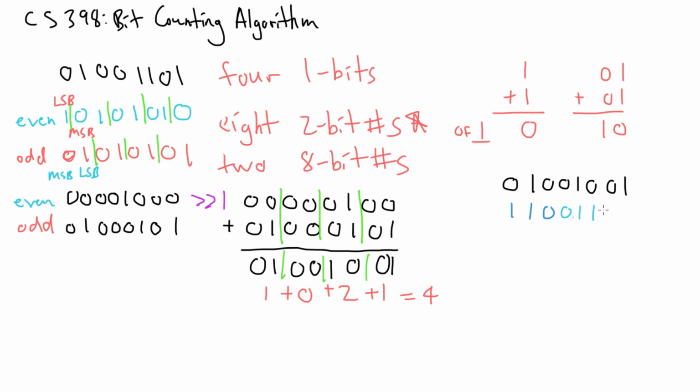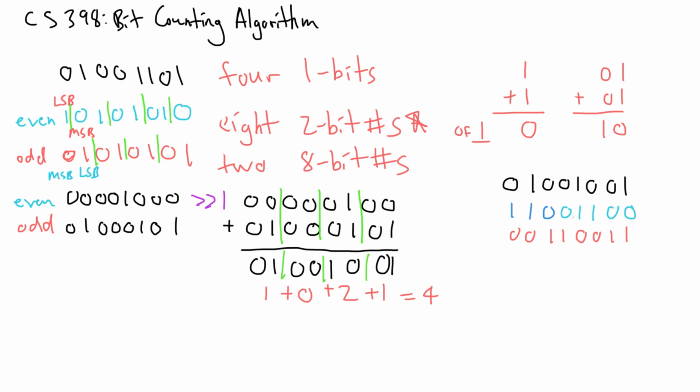0 0 1 1 0 0. Okay. And now for the odd mask, it's going to be 0 0 1 1 0 0 1. So notice how these masks are different than the mask we used the first time, because now we're selecting 2-bit numbers instead of 1-bit numbers. And so we're going to create 4 4-bit numbers and add them together.